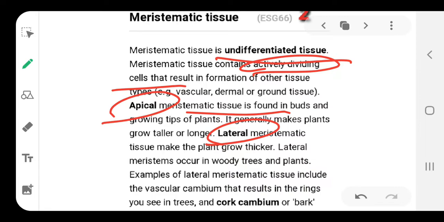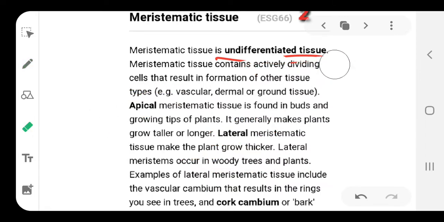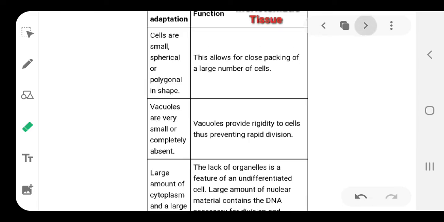Similarly, lateral meristematic tissue. As I have told you, they make the plant grow thicker. So, they basically occur in woody trees and plants. These terms we have already let you know. So, just pause the screenshot and you can write it down regarding meristem or meristematic tissue.